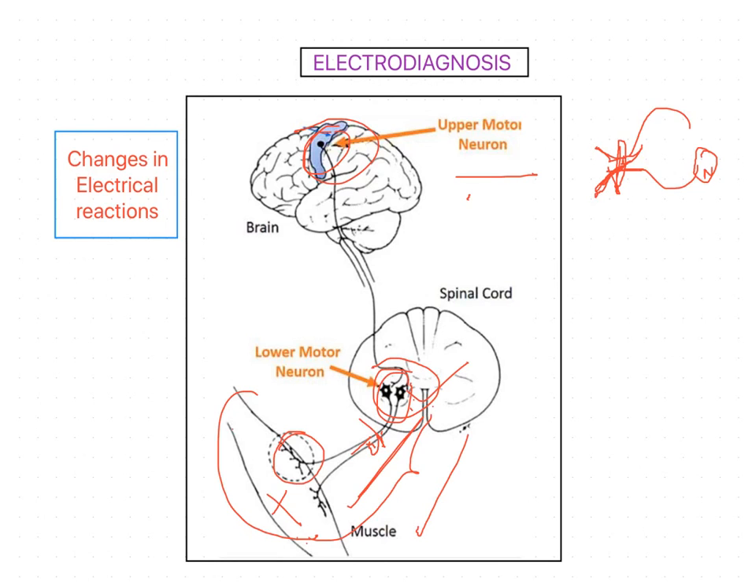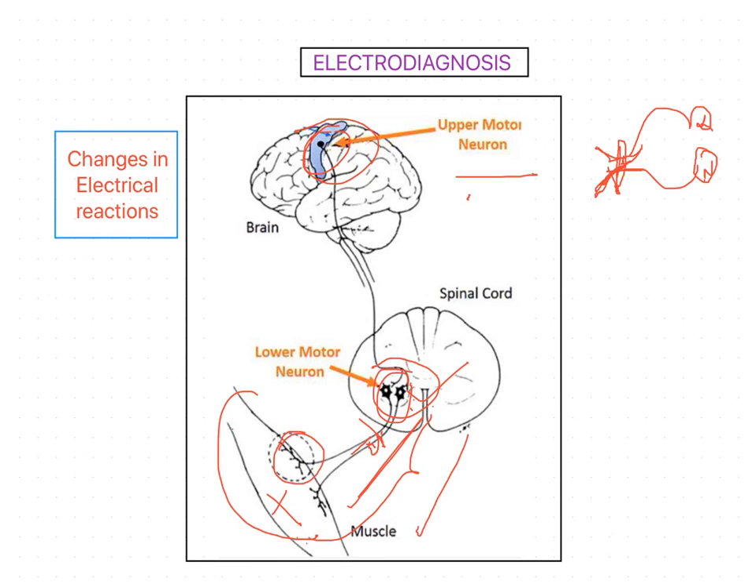If it is the anterior side, then the person will have motor problems. If it is the posterior horn cell, then the person will have sensory problems. So those are the different things we can observe in lower motor neuron lesions.